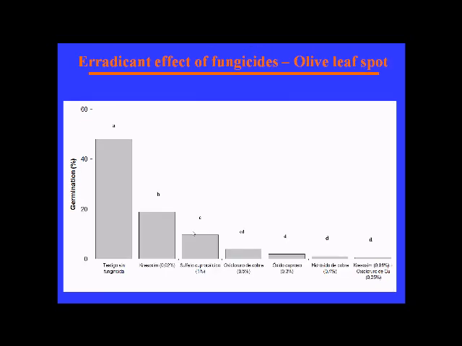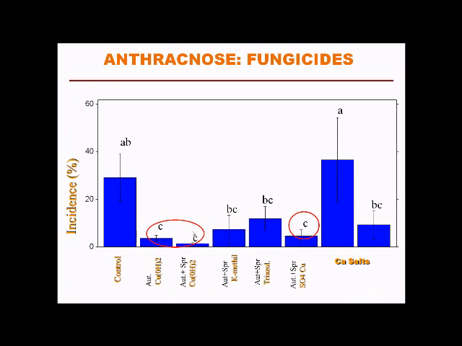Copper products have no eradicating effect, unless in the case of olive leaf spot, when applied on a sporulating lesion. When applied on this kind of lesion, copper products reduce the germination capacity of the spores, of the conidia, that are produced in this lesion. In relation to anthracnose, copper fungicides have demonstrated their efficacy.